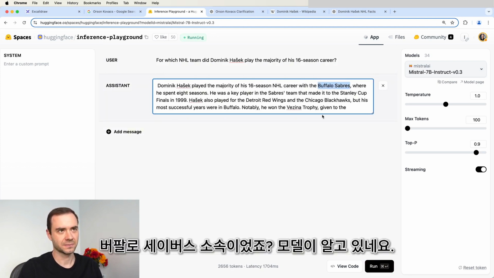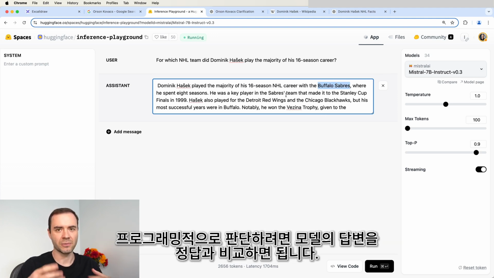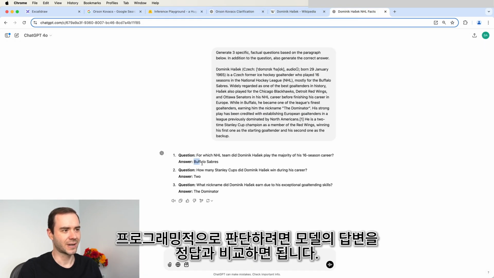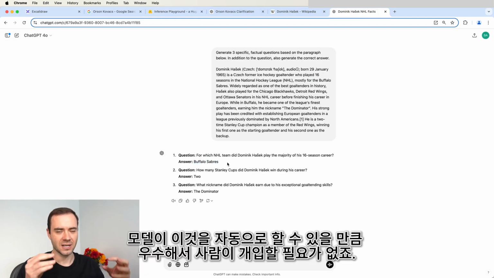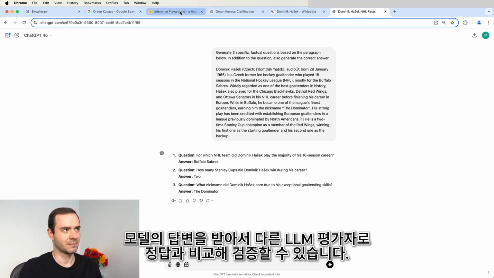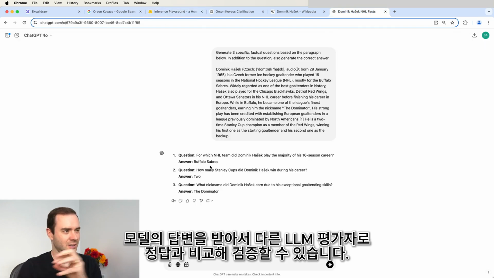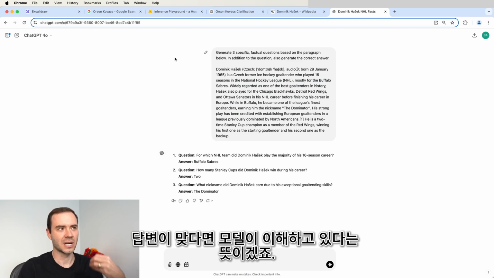So he played for the Buffalo Sabres, right? The model knows. The way you can programmatically decide is we take the answer from the model and compare it to the correct answer. Again, the models are good enough to do this automatically, so there are no humans involved here. We can use another LLM judge to check if the answer is correct. If it is correct, that means the model probably knows.